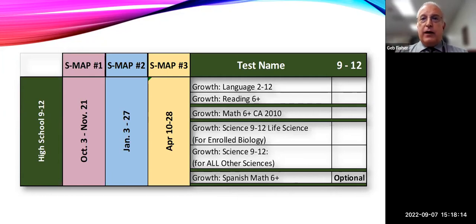For my high school instructors or administrators, you notice the science has two different windows. Science 9-12 for life science is meant to be for biology students specifically. So if you have a 9th or 10th grader in biology, they should be taking that test. I believe that it's a site-based decision. If they're in AP biology, they could take that test again as well. The other science, which is 9 through 12, is the general science for all other sciences.